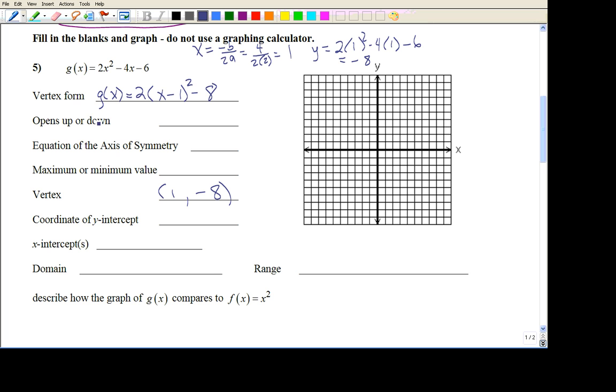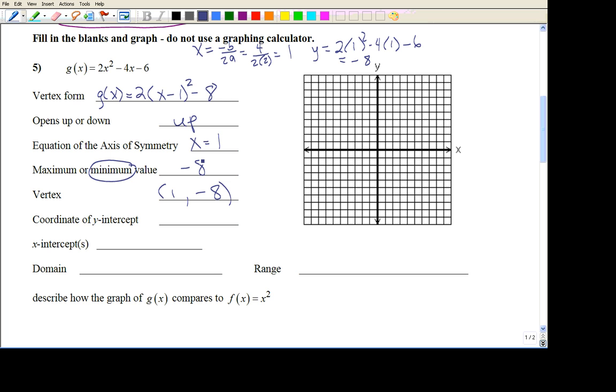Does this open up or down? Well, a is positive, the number in the front is positive, so therefore it opens up. The equation for the axis of symmetry, that's x equals negative b over 2a, or just x equals the x value of the vertex, which we already found out, which is 1. Does this graph have a maximum or a minimum value? Because it opens up, it has a minimum value, and that value matches the y value of our vertex, which is negative 8.